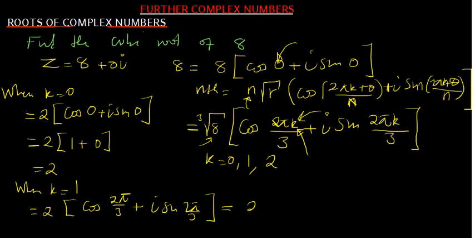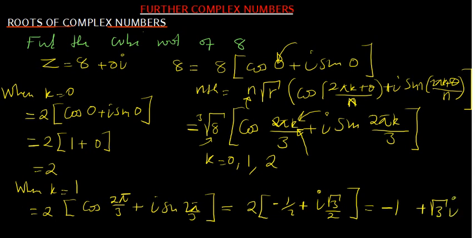So this is giving 2 times negative 1 over 2, plus we have got i. Now sine 120, which is sine 2 pi over 3, is root 3 over 2. Now we are multiplying with the 2 which is outside here. So 2 times negative half is negative 1. 2 times the other portion, the 2s are going to cancel. That will be root 3 i. So this will be the value then.